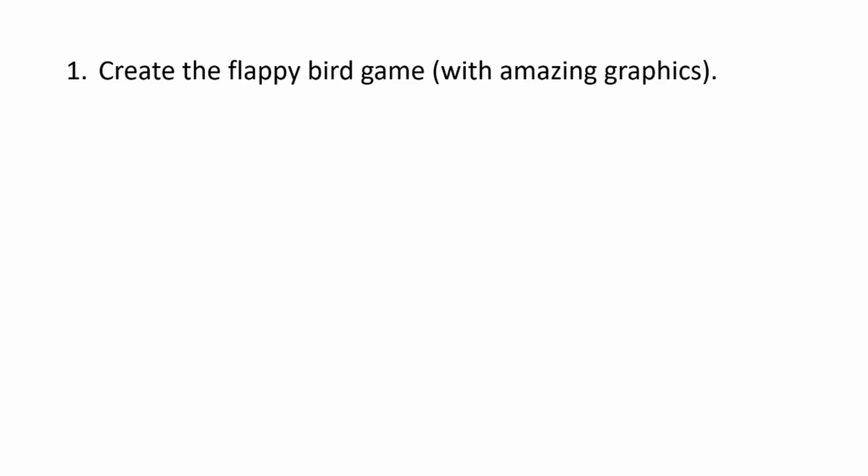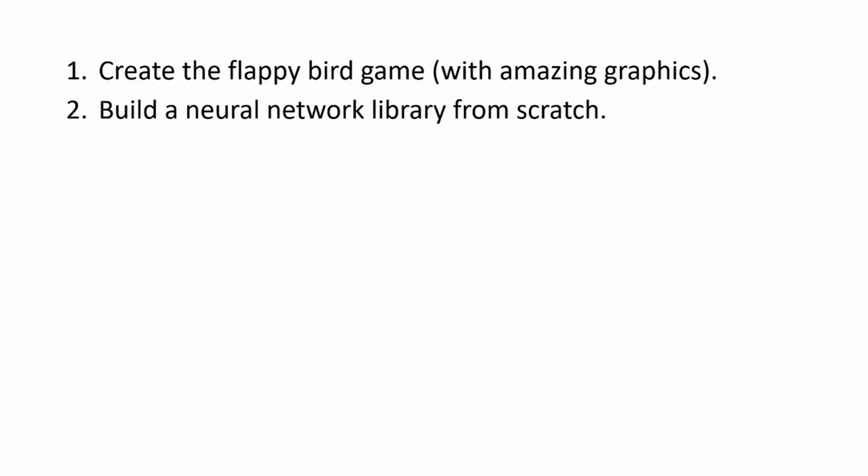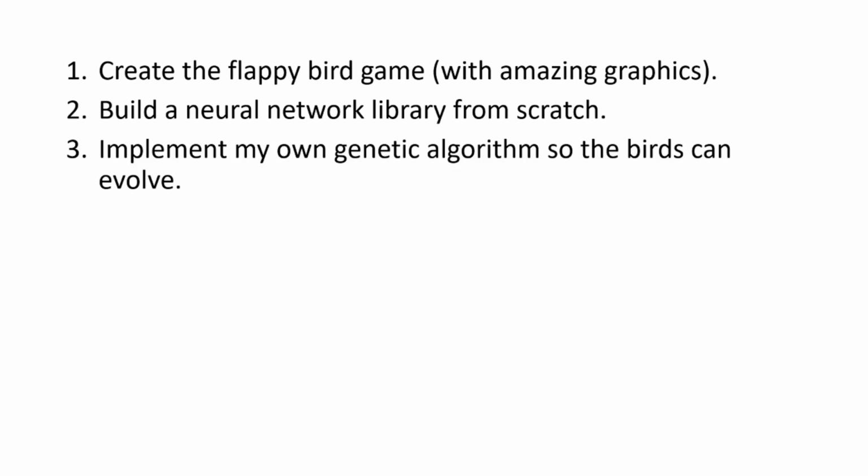So first I needed to create the game, which was pretty easy since the game is fairly simple. And then I started by creating the neural network library that I would use to allow the birds to think and jump, because that's pretty much all that the game has to offer. And then afterwards, all I needed to do was to get a genetic algorithm so that the birds could also evolve and learn throughout the process. So yeah, that's pretty much it. Let's see what I have in my project folder.